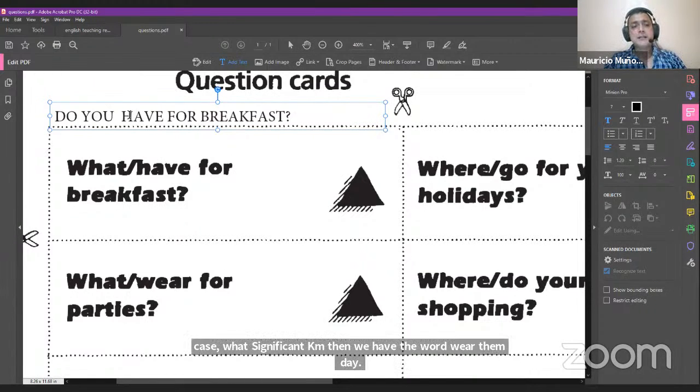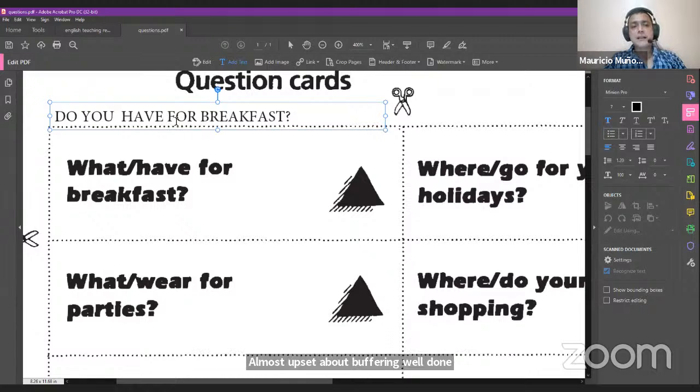Como usted observa, ambas preguntas las vamos a trabajar con el pronombre you, tú. Por lo tanto, mi auxiliar es do. What do you? Where do you? And the last one. Here is different. Take a look. Let's complete this question. A partir de las otras dos estructuras, Miss María Belén, ¿cómo usted completaría esta pregunta?